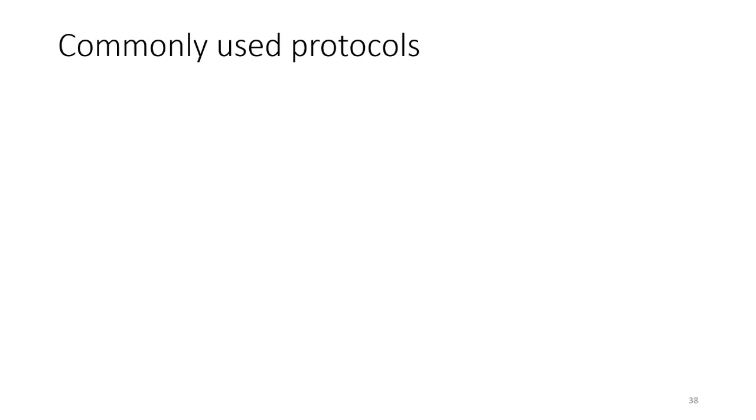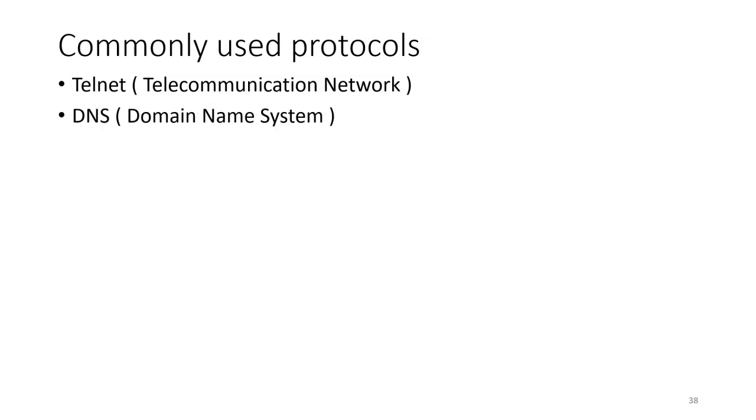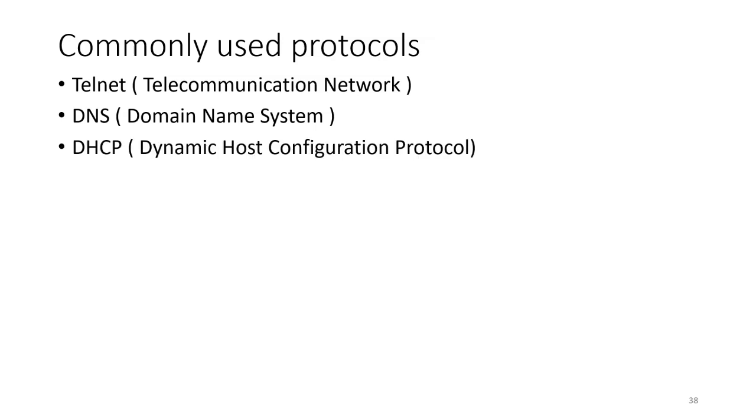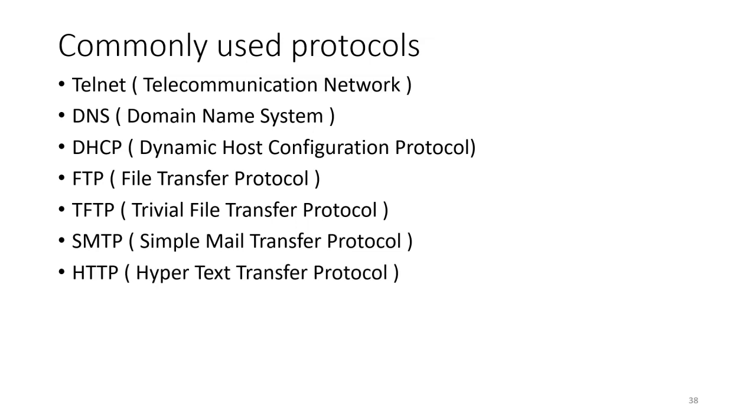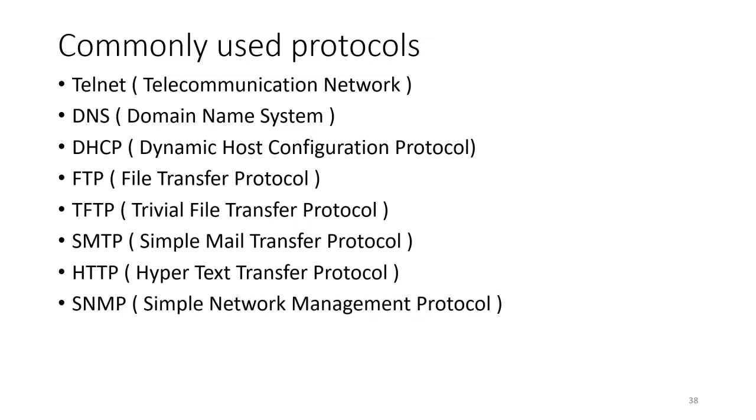Some common protocols are associated with the application layer. The first one is Telnet, which stands for telecommunication network. The second one is DNS, which stands for domain name system. The third one is DHCP, that is dynamic host configuration protocol. Then FTP, that is file transfer protocol. Then TFTP, that is trivial file transfer protocol. Then SMTP, that is simple mail transfer protocol. HTTP, that is hypertext transfer protocol. SNMP, that is simple network management protocol. And NFS, that is network file system.